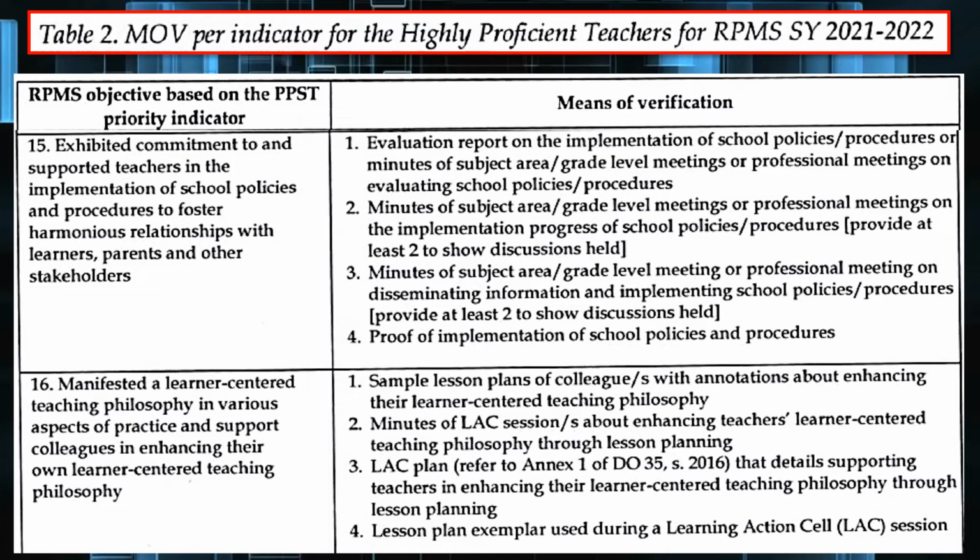Number 2, the minutes of subject area or grade level meetings or professional meetings on the implementation of progress of school policies, procedures, and provide at least 2 to show discussion held. And number 3, the minutes of subject area or grade level meeting or professional meeting on disseminating information and implementing school policies and procedures. You have to provide at least 2 to show discussions held. And number 4, the proof of implementation of school policies and procedures.